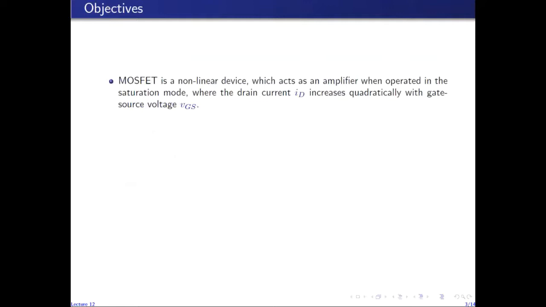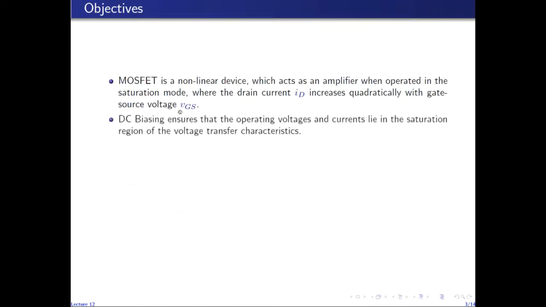So we know that MOSFET is a nonlinear device and it acts as an amplifier when it is operated in the saturation mode, in which the drain current, which is also called the saturation current, has quadratic dependence on the gate to source voltage. So the purpose of biasing schemes is to ensure that MOSFET operates in the saturation mode if it is to be used as an amplifier.